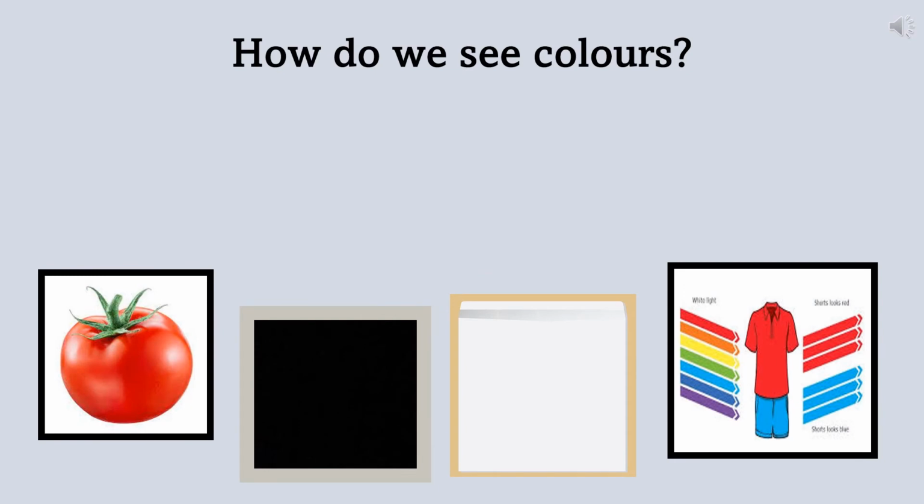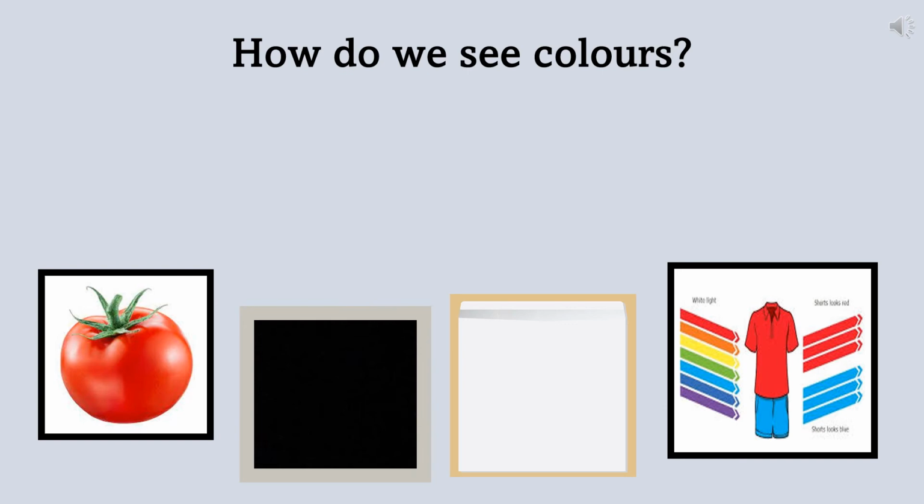Now the question is, how do we see colors? We see objects of many different colors when light falls on them. We can see the colors of objects because they reflect light. When light shines on something, some of the colors are absorbed and some of the colors are reflected. Just take the example of a tomato. A tomato looks red because it absorbs all other colors and reflects only the red color.